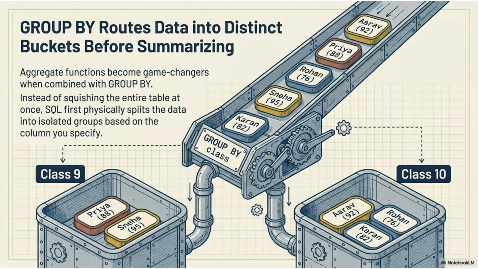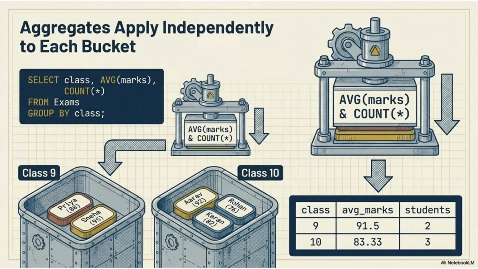Aggregate functions become even more powerful when combined with group by. Instead of summarizing the entire table, SQL splits the data into distinct buckets based on the column you specify. Once the data is organized into buckets, aggregate functions apply independently to each group. This allows you to generate specific summaries for each category, like calculating average marks per class.